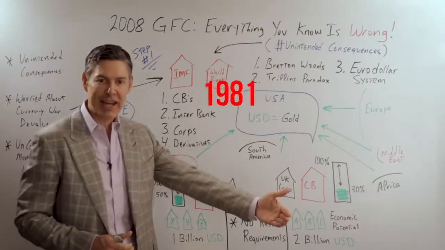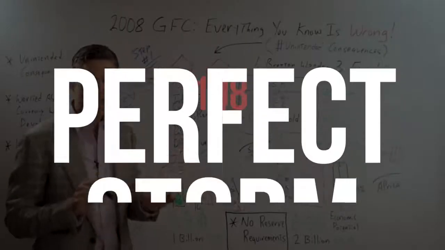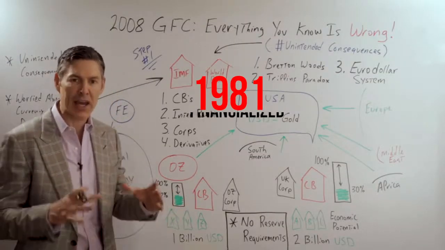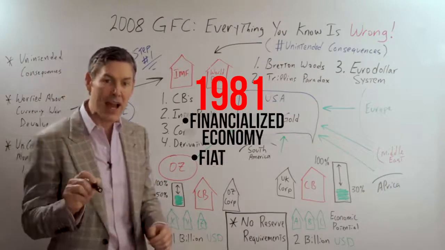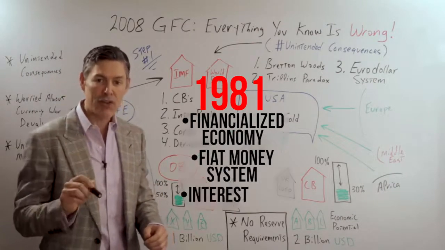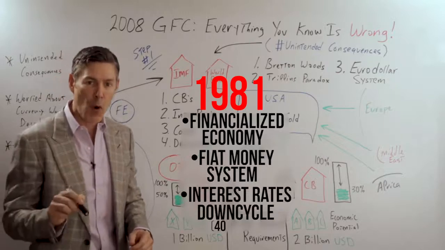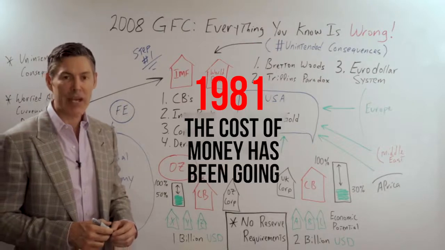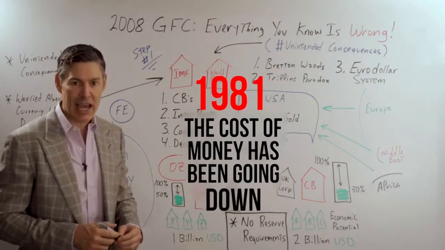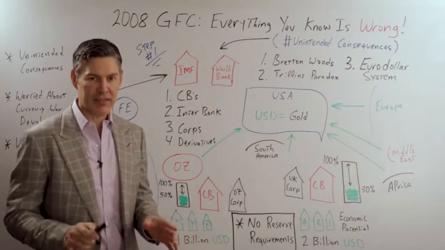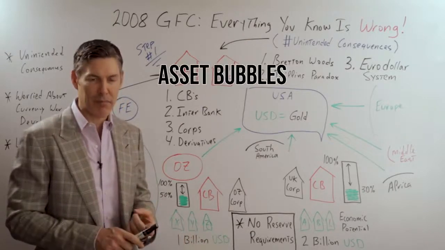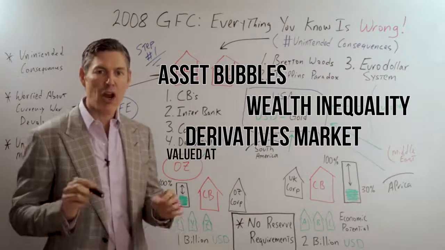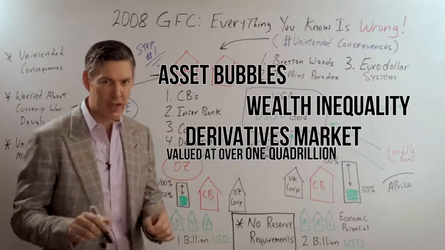Fast forward to 1981, and we're in a perfect storm that we have never seen in history before. That's where we have this financialized economy, a fiat money system, and an interest rate down cycle for 40 years. In other words, the cost of money has been going down since 1981. When you combine all these things together, it's why we have all these asset bubbles, wealth inequality, and a derivatives market that is valued at over $1 quadrillion.